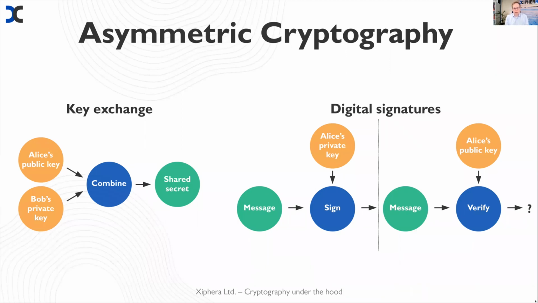So in a key exchange protocol, the communicating parties, Alice and Bob, share a common shared secret by combining the other party's public key with their own private key. And then this shared secret can be used for a symmetric method for encrypting or authenticating data. The most famous example of a key exchange protocol is the so-called Diffie-Hellman protocol.